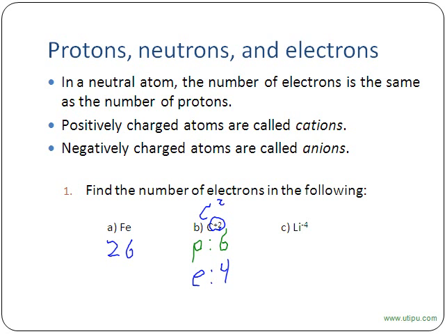So onward to our next one, our lithium-4, we can finally solve something for this. So the -4 tells us the charge. So if we once again look at our protons, we say for lithium, lithium has a total of 3 protons.